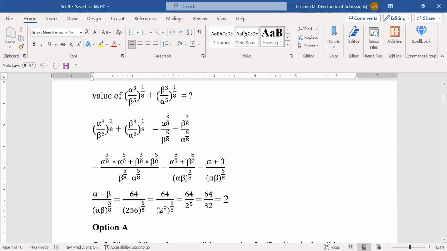Okay. I hope this question is clear. Can we move forward? It's a very simple question, and I would say a repetitive format of question that comes in competitive examination. This one is exactly the repetitive type of question that comes in competitive examination.